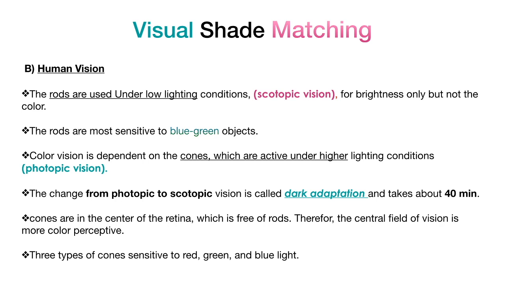The rods are more sensitive to blue-green objects, and that means scotopic vision. For the cones, it means photopic vision, okay? Dark adaptation is called when we change from photopic to scotopic. Photopic means color vision under higher lighting. We need 40 minutes to be able to distinguish between the dark and light.